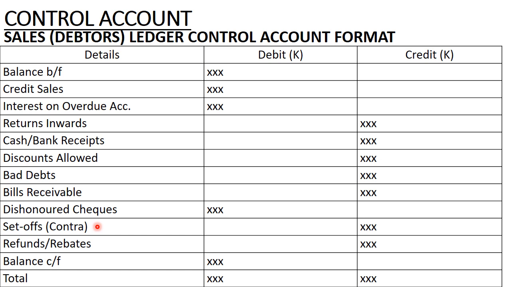Then there are also contras, okay? So these are just set-offs between two accounts, which here are going to be on the credit, but in the purchases or creditors ledger control account, they are going to be on the debit, okay? Then also we have refunds or rebates, which are also going to be on the credit, and then we're going to have the balance, okay? And of course the total, and also another balance down here.